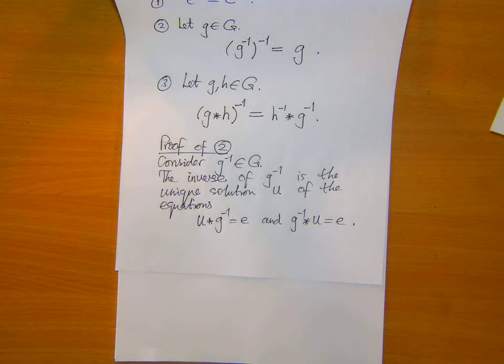But we know that we can spot a solution of these equations straight away. U equals G satisfies these equations. Because if we swap them round, using the symmetry of and, if we swap these round, we just have precisely the definition of the inverse of G. Okay, so U equals G satisfies these. And since there's only one solution, U must be equal to G.